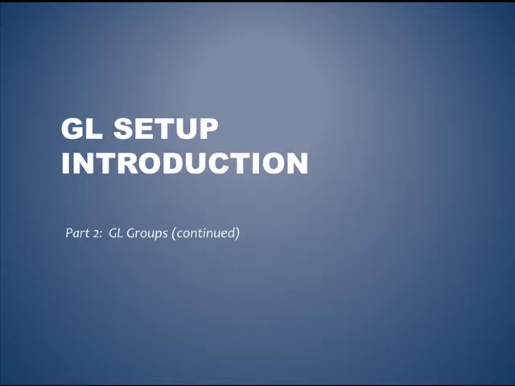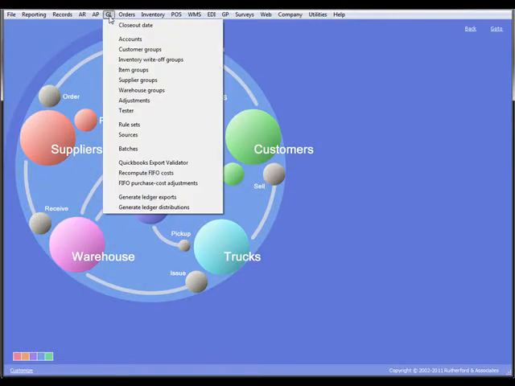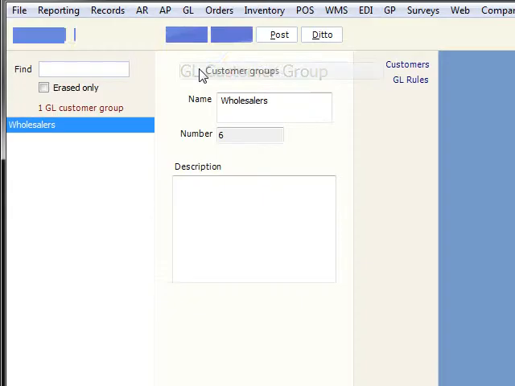This is a continuation of the eoStar GL setup video series. We will be covering the remaining GL groups, which include the customer, supplier, and inventory write-off groups, as well as the AR write-off reasons. Customer groups can be used to break down transactions based on the type of customer involved.